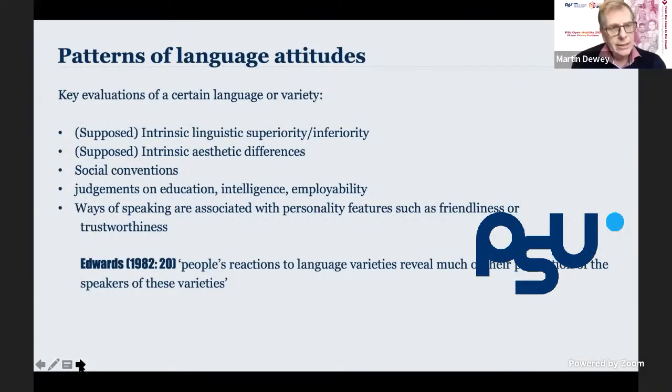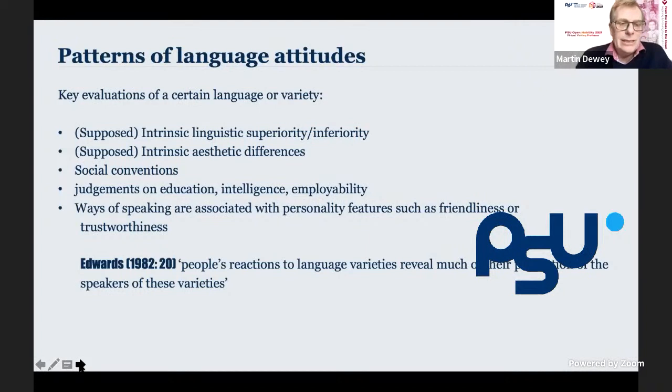But what we can say is that the way we evaluate, and I said this earlier, they're not individual beliefs, they're not individual attitudes, right? The way we evaluate a different accent or a different way of speaking is very much a social convention. So we learn these attitudes. We make judgments on the basis of someone's education, level of intelligence, their employability, all because of social convention and social stereotypes in relation to particular groups of people. Okay, so ways of speaking are very commonly associated with personality features, such as being friendly or being trustworthy.